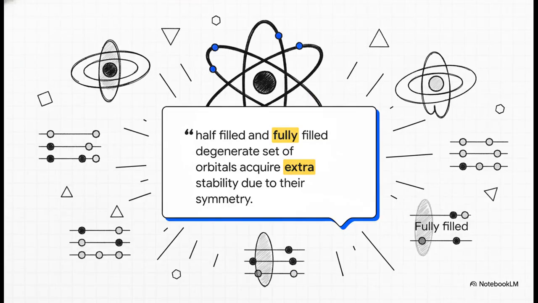And speaking of stability, our source material points out a really fascinating consequence of all this. It turns out that atoms get an extra little boost of stability when a subshell is either exactly half full or completely full. And why? It all comes down to symmetry. There's something inherently stable and balanced about those symmetrical arrangements of electrons.